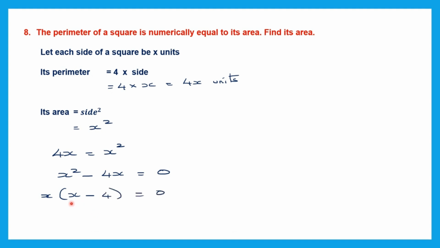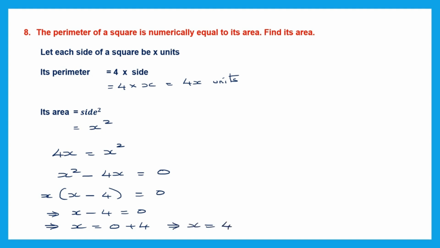Now if I take only this factor, x minus 4 is equal to 0. So this will be x minus 4 is equal to 0. So what is the value of x? X will be equal to 0 plus 4, which is 4. So x is equal to 4.